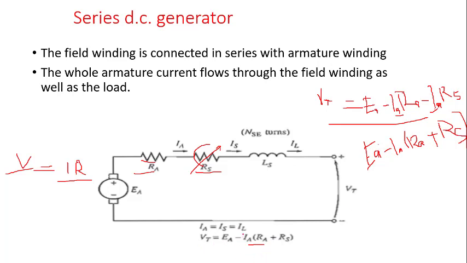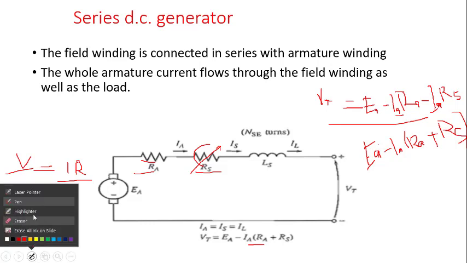So now we can say that our V_T is equal to E_A minus the same current flowing through these two resistors, multiplied by the sum of the resistances, subtracted from our E_A, and then you get V_T, the terminal voltage. So that is it for this particular formula also. Take note, there's no need for us to find the field current here, because the field current is going to be equal to the same I_A, because the same current is flowing through the circuit.